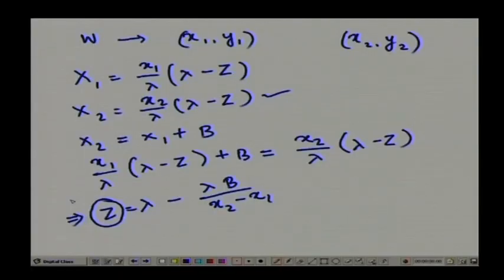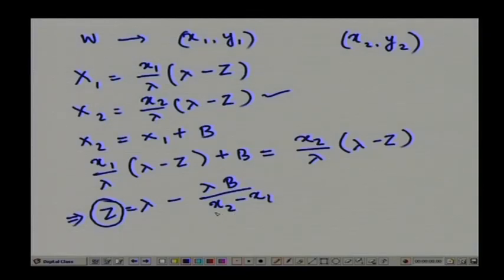And I can estimate this value of z from the knowledge of the wavelength lambda, from the knowledge of the displacement between the two cameras which is b, and from the knowledge of the difference of the x coordinates, that is x 2 minus x 1 in the left image and the right image. So, this x 2 minus x 1, this particular quantity is also known as disparity.